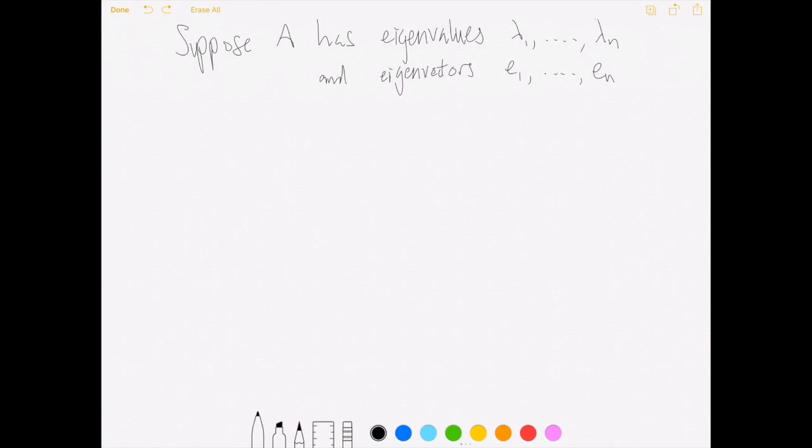Now suppose we know the eigenvectors of A and the eigenvalues of A. So the eigenvalues are lambda 1 to lambda n, and the eigenvectors are E1 to En. What can we say about the eigenvalues and eigenvectors of related matrices? Let's start by looking at the transpose. It's easy to show that the eigenvalues of the transpose are exactly the same as the eigenvalues of the matrix itself. So the eigenvalues of A transpose are just lambda 1 up to lambda n.